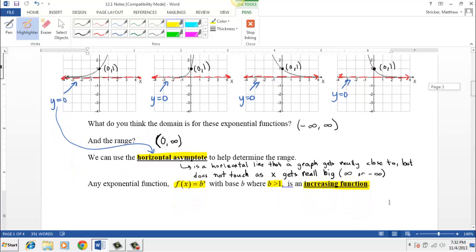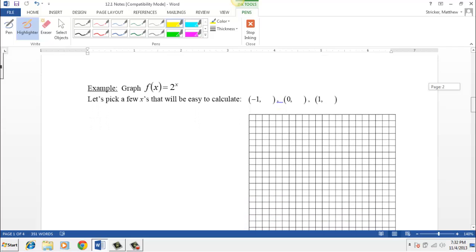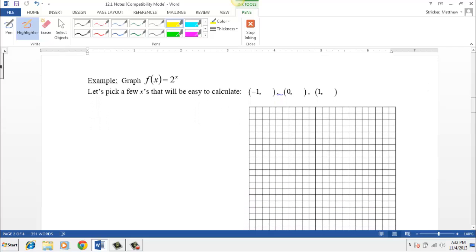And so let's take a look at graphing one of these. Let's take, for example, the function f of x equals 2 to the x. And let's pick some x values that are easy to calculate. I'm going to make a little table here. We have x, and we have f of x equals 2 to the x.